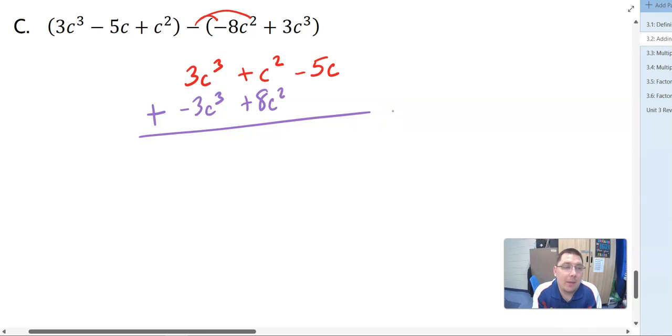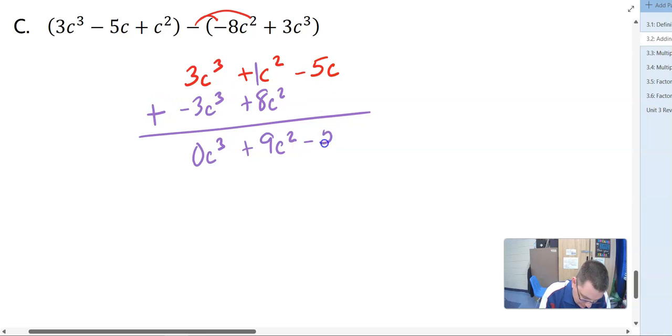And so let's see what happens. 3c cubed plus negative 3c cubed. Well, 3 plus negative 3 is 0c cubed. We'll talk about that in a second. We'll simplify it. Next, c squared plus 8c squared. There's a 1 right here. So plus 9c squared. And then negative 5c plus nothing is negative 5c.